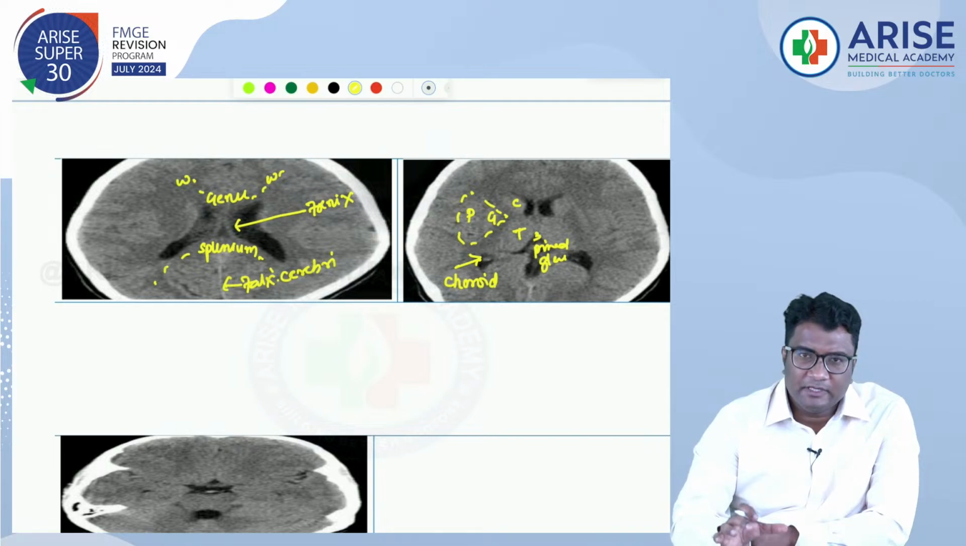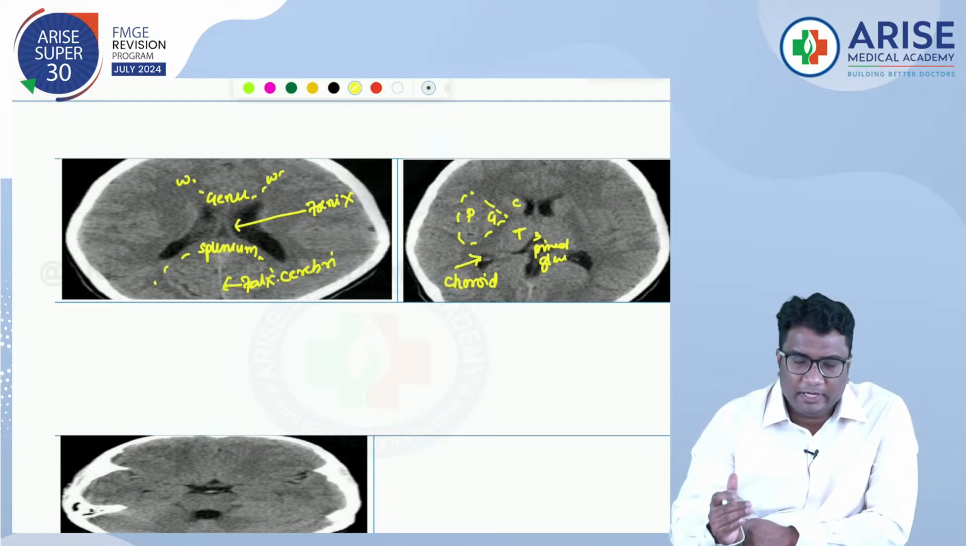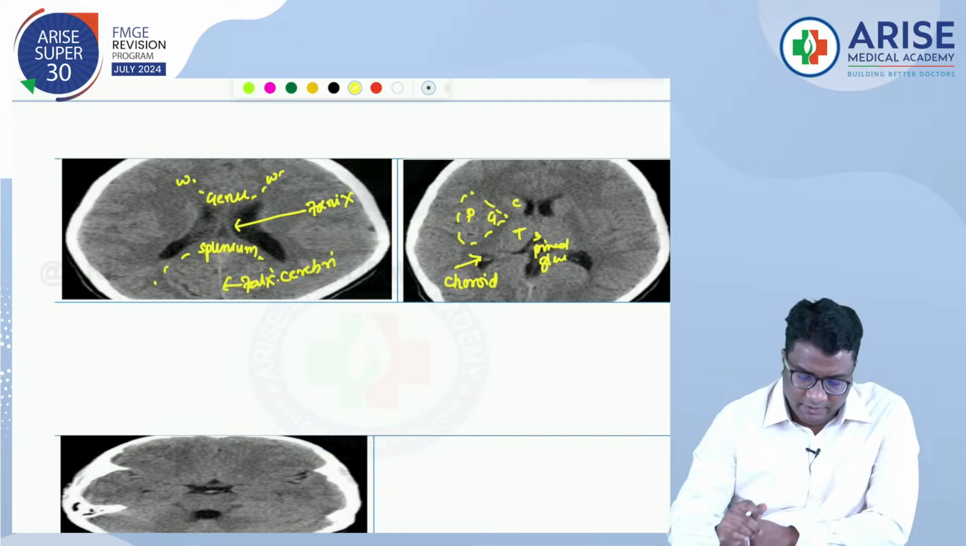So this is how we have the different basal ganglia structures: caudate, thalamus, putamen, and globus pallidus. We also saw the pineal gland is located posterior to the third ventricle. The choroid plexus are located within the occipital horn of lateral ventricle.